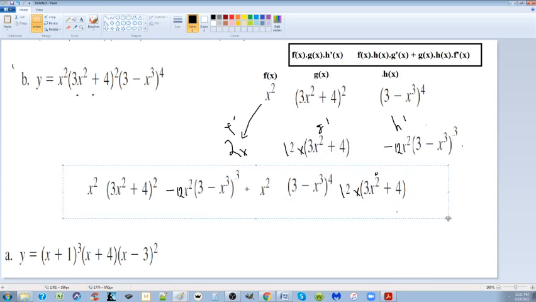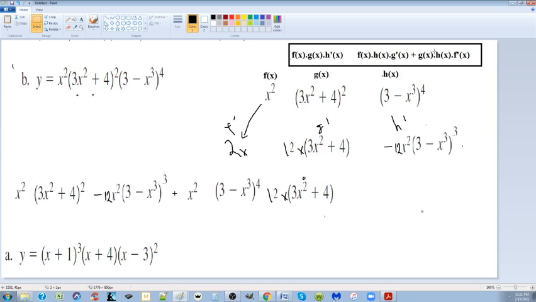Let's move it to the left even more. And now finally you have to add the g of x, much easier when you do it like this, times the h of x times the prime of f of x.